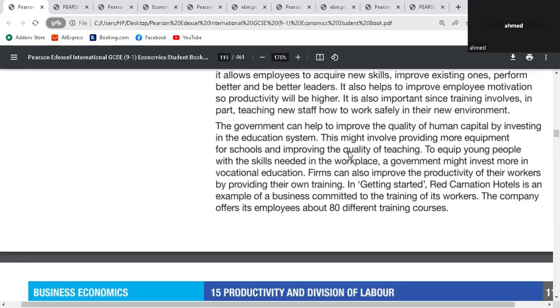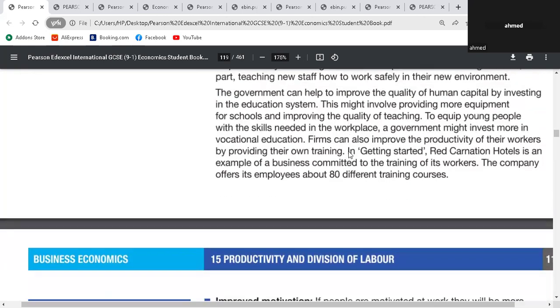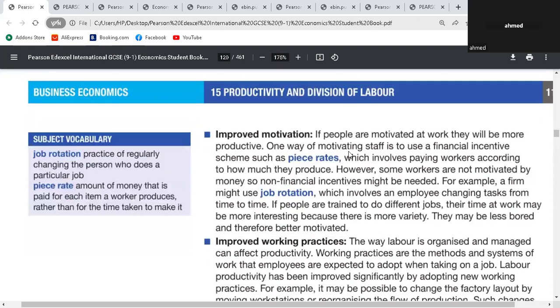So this is the first way to increase productivity of labor. The second one is through motivation itself. When we talk about motivation here, we're talking about financial rewards. So this can also improve workers' motivation. Piece rate, pay them based on what they produce. When you pay them based on what they produce, they want to produce more, yes or no? They will be more motivated to produce more products because it will increase their income. Productivity and output.